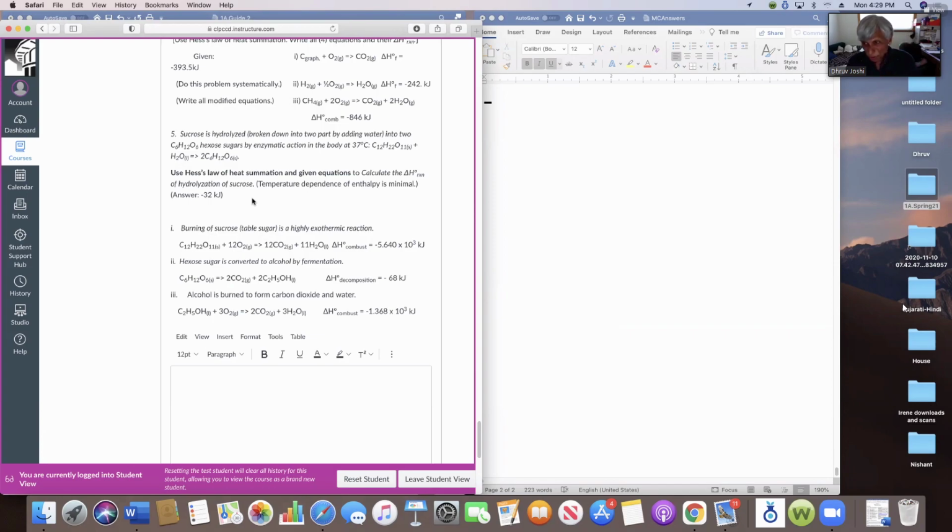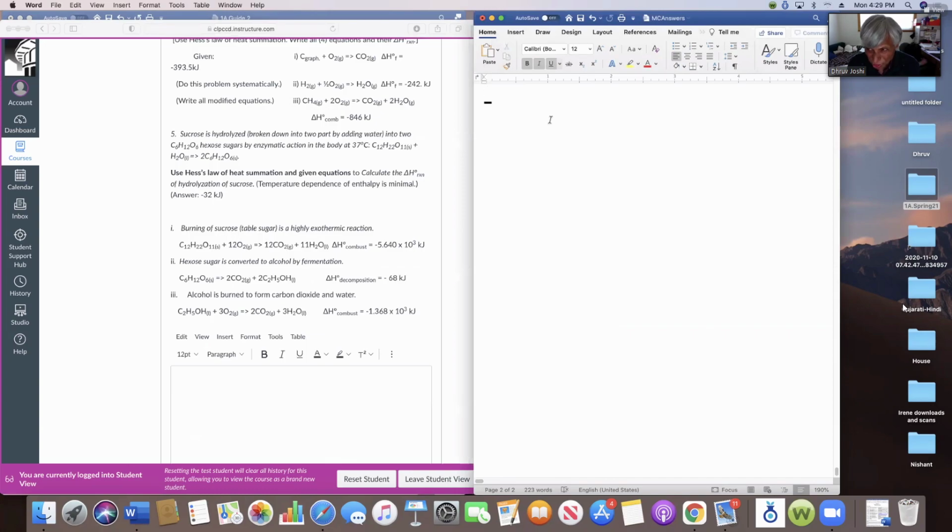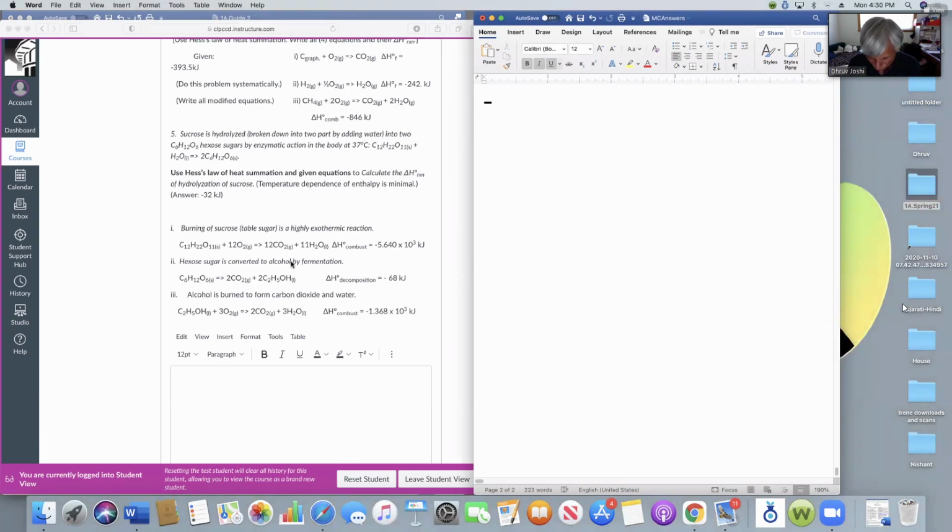the body uses a particular enzyme, called sucrase, to break it down into 2 sugars with 6 carbons in them. Sucrose, you might remember, is C12H22O11. That's our sucrose, and it can be broken down into 2 sugars with 6 carbons, like glucose and fructose. Those are the two sugars that are the breakdown products of sucrose when you add water to it.